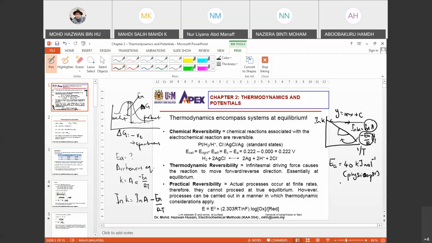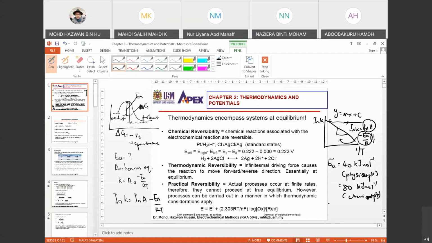Okay, and then if the value is larger than 80 kilojoule per mole, then this will always be related with chemical absorption, or chemisorption. Okay, all right.